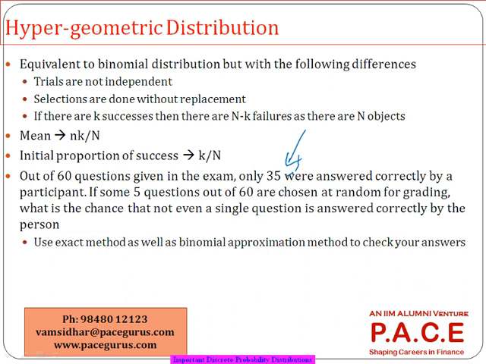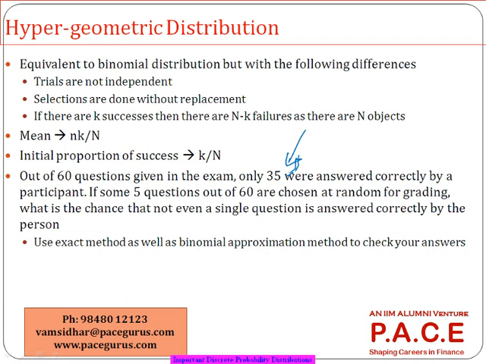See, in an exam, out of 60 questions, the person has answered only 35 questions correctly. Now, what the examiner is doing is, he is not considering all the 60 questions for grading. At random, he is pulling out only 5 of them out of that 60. And I want to find out, what is the chance that he is getting all 5 correct? What is the chance that he is getting 4 of them correct, 3 of them correct, 2 of them correct, 1 of them correct, none of them correct?